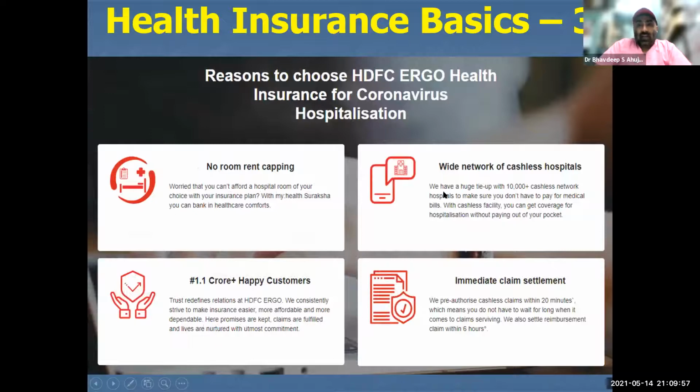Then I mentioned the HDFC Ergo Suraksha plan, which is there for COVID, the Gold Smart plan, or I don't remember the name. But yes, there is a separate COVID plan. There is no room rent capping on that. There is a wide network of cashless hospitals. We all know HDFC is the biggest private group, so 10,000 plus hospitals. A lot of happy customers and immediate claim settlements. They actually pride themselves on that. A lot of HDFC services are pretty good, which is why it is the biggest private sector bank in India.